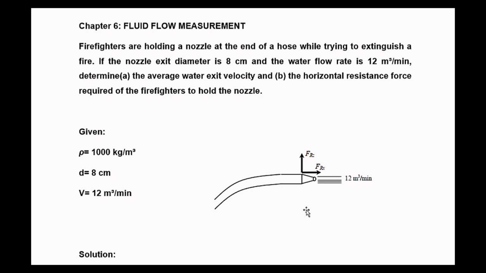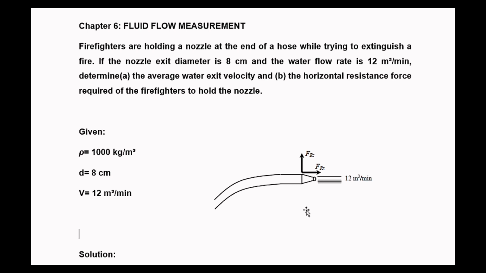Firemen are holding a nozzle at the end of the hose while trying to extinguish a fire. The average water outlet velocity and the resistance force required of the firemen to hold the nozzle are to be determined. So we need to assume that the flow is steady and incompressible. The water jet is exposed to the atmosphere and thus the pressure of the water jet is the atmospheric pressure, which is disregarded since it acts on all surfaces. Gravitational effects and vertical forces are disregarded since the horizontal resistance force is to be determined. And the jet flow is nearly uniform, and thus the momentum flux correction factor can be taken to be unity.